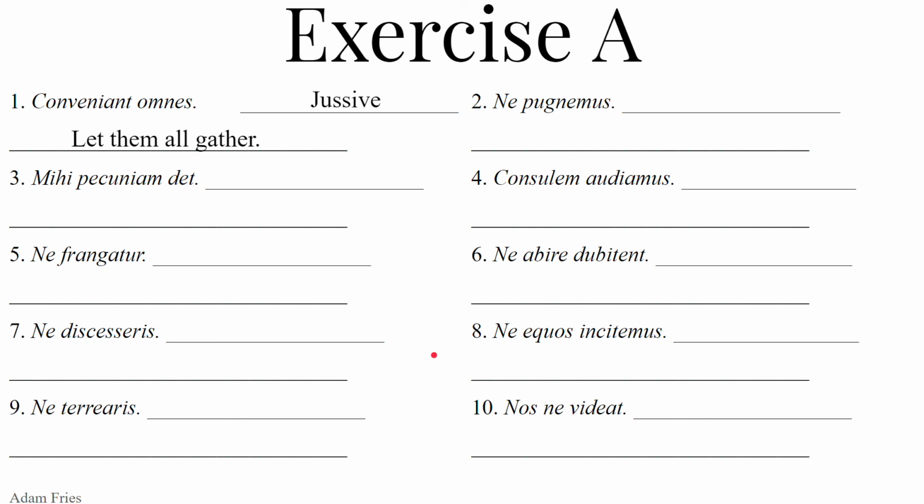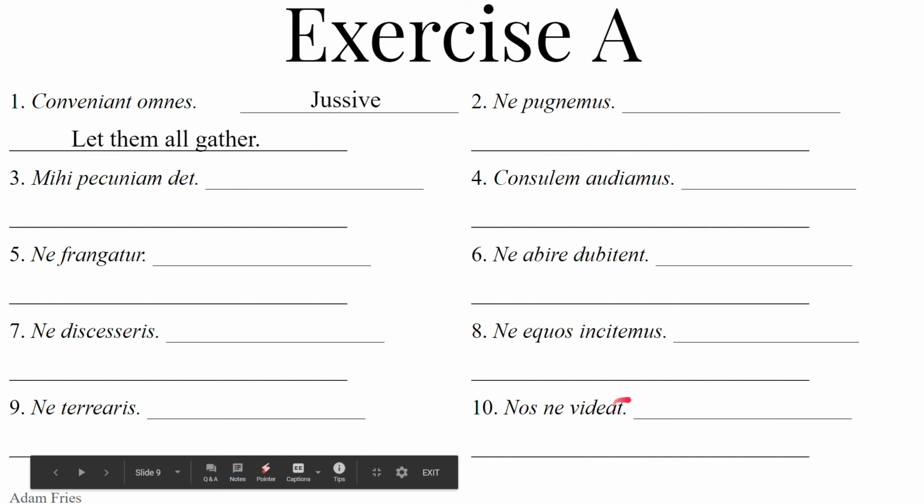And then 10, nos ne videat. Nos is either the nominative or the accusative of nos, we. Ne is the adverb negating the subjunctive videat, third person singular present active subjunctive of video, videre, vidi, visus, to see. So ne videat, what uses the third person singular present subjunctive? That would be the jussive subjunctive.